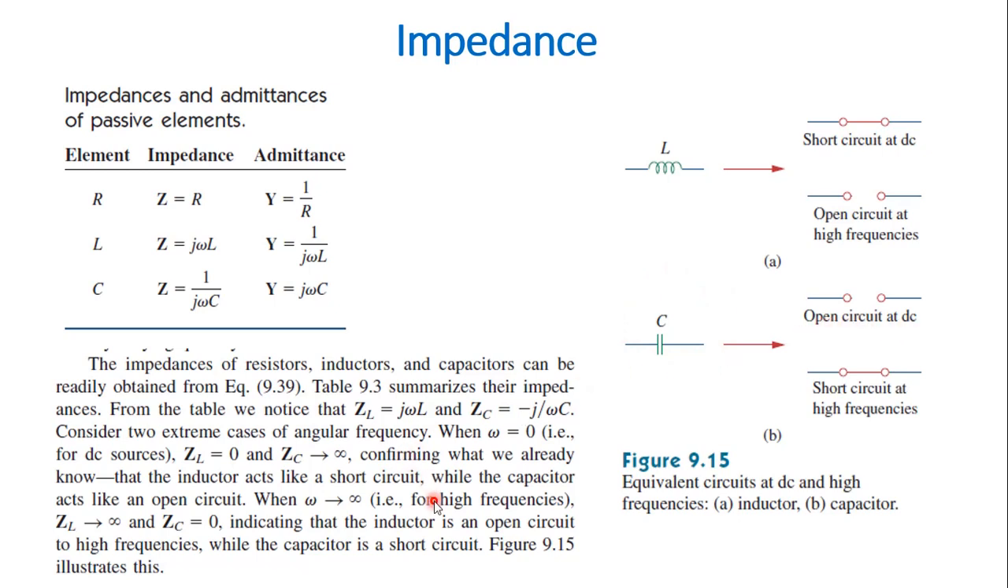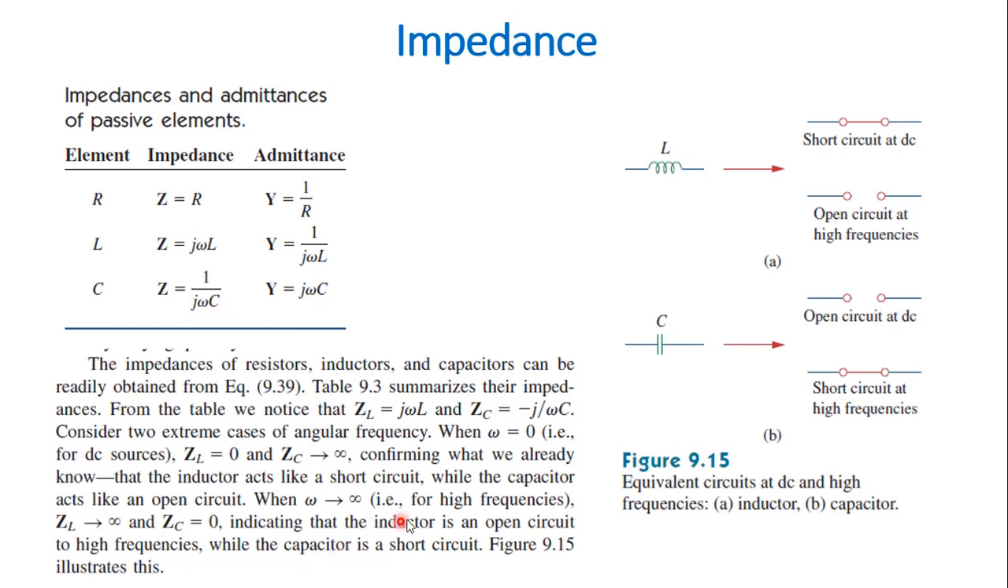Now we'll discuss the other extreme case, where we have an infinite frequency, where omega tends to infinity. That is for high frequencies. If omega tends to infinity, then ZL becomes infinity, and ZC will become 0.